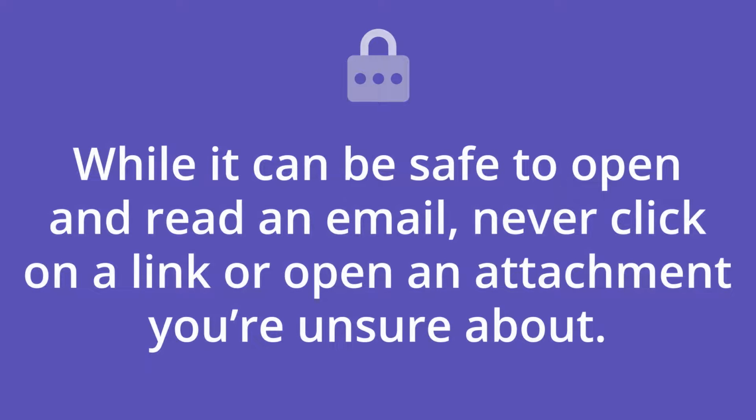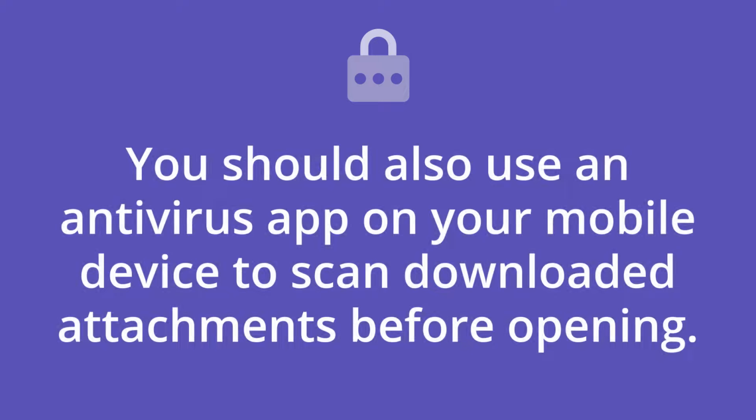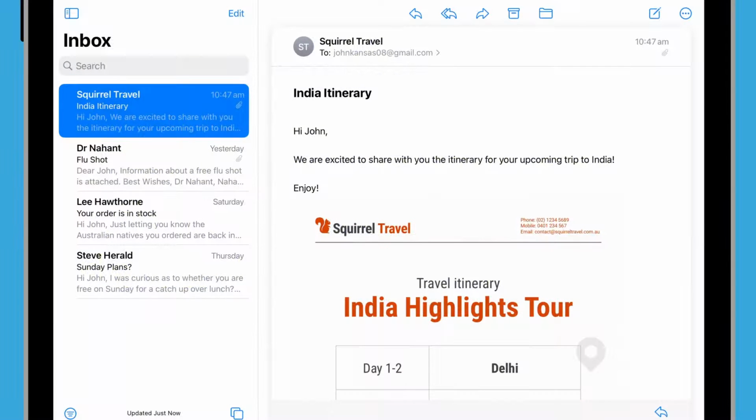While it can be safe to open and read an email, never click on a link or open an attachment you're unsure about. You should also use an antivirus app on your mobile device to scan downloaded attachments before opening. Now the email is open, we can see the itinerary document in the body of the email.